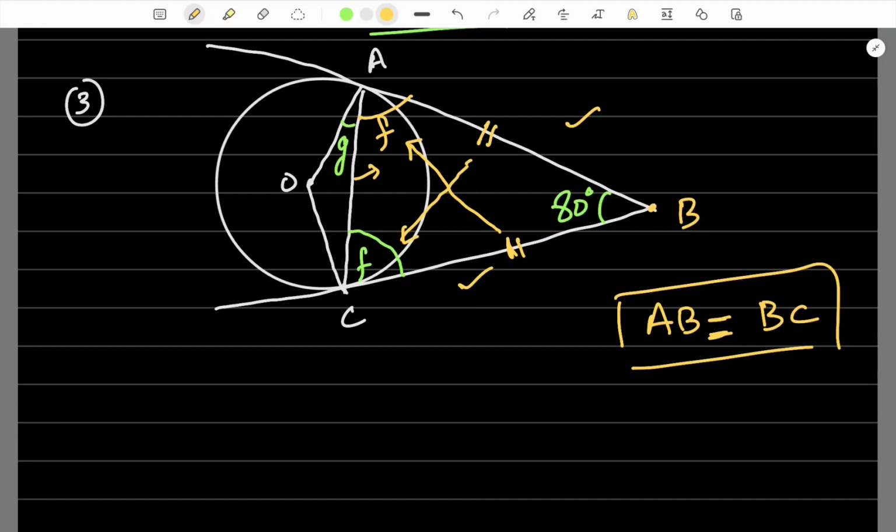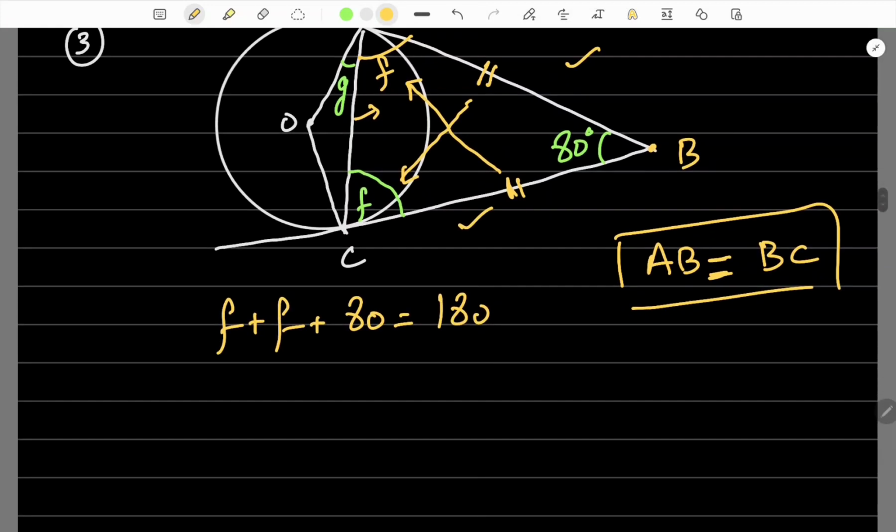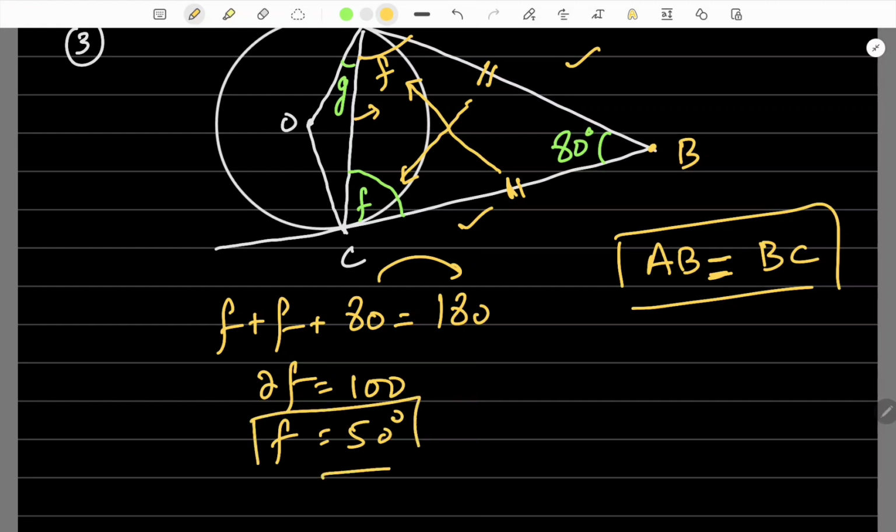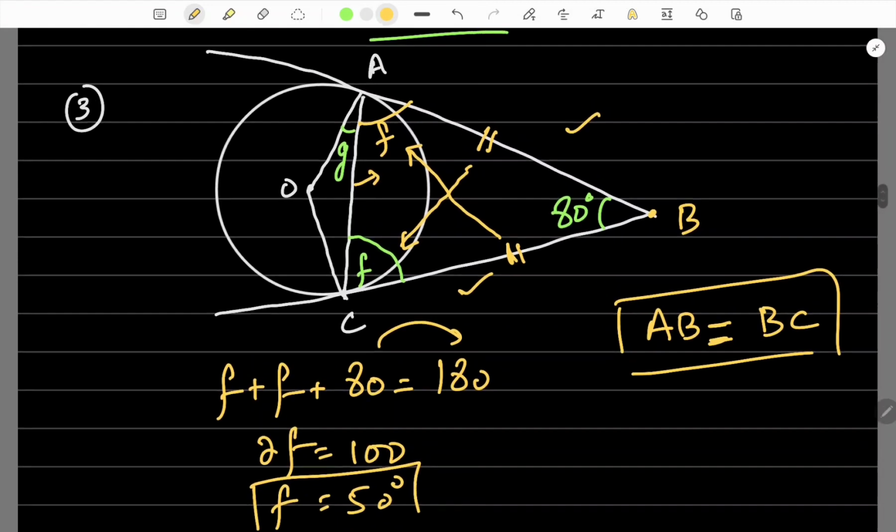Chalo. Just simply add them because ACB is a triangle, and beta, the sum of the interior angles of a triangle is 180. So F plus F plus 80 is equal to 180. Clarity beta, simple. It's 1 plus 1, so this is 2f. 80 beta, goes to the other side and gets subtracted, so this is 100, right? So f is 50 degrees. F is what? 50 degrees. Any doubt anyone?